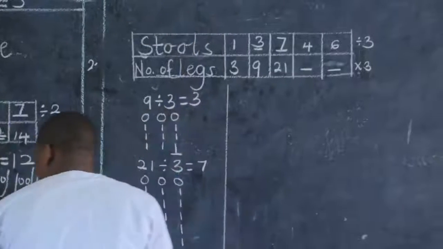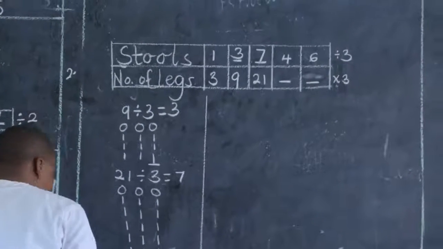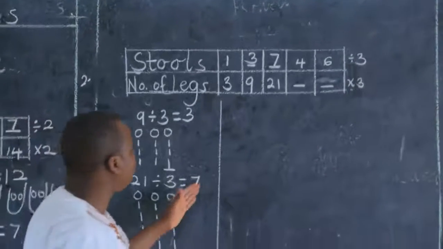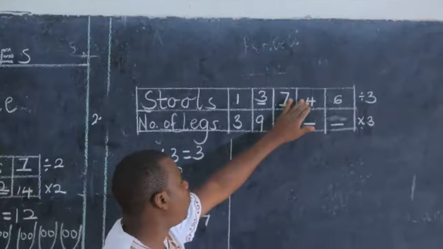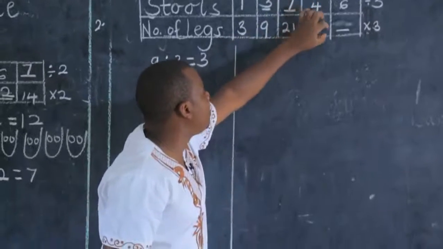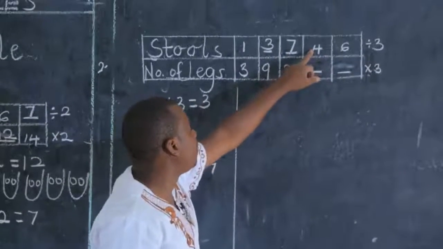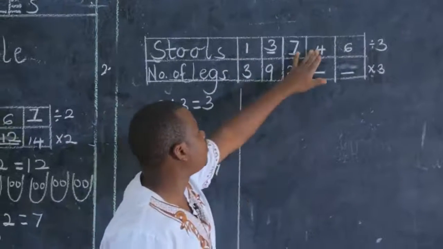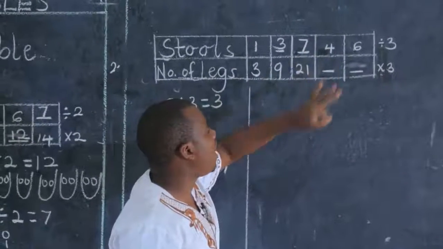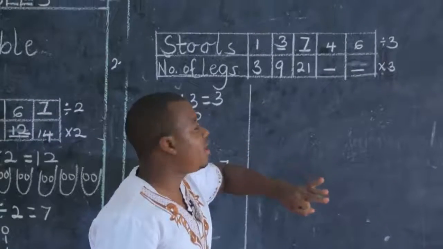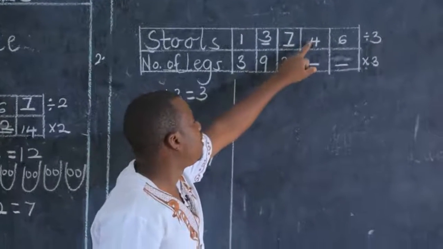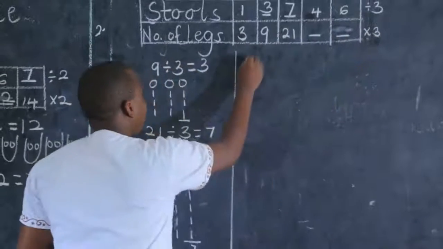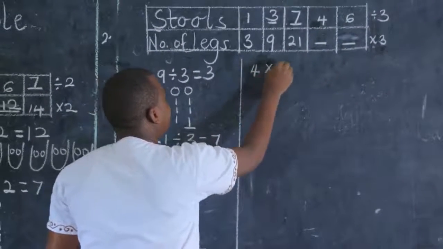So where are we now? We are going to find the others. Now these ones are down. So what are we going to do? We have now 4, and we are finding now the bigger number, because this number will usually be small according to our scale. So we have 4 stools. If each stool has 3 legs, how many legs have 4 stools? So we are going to have 4 times 3.